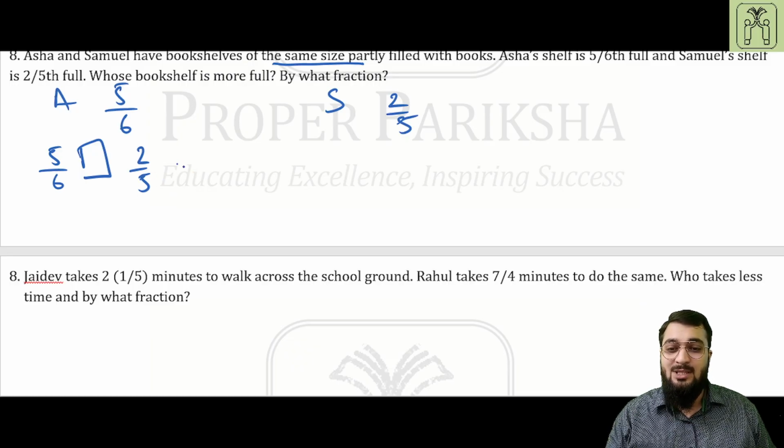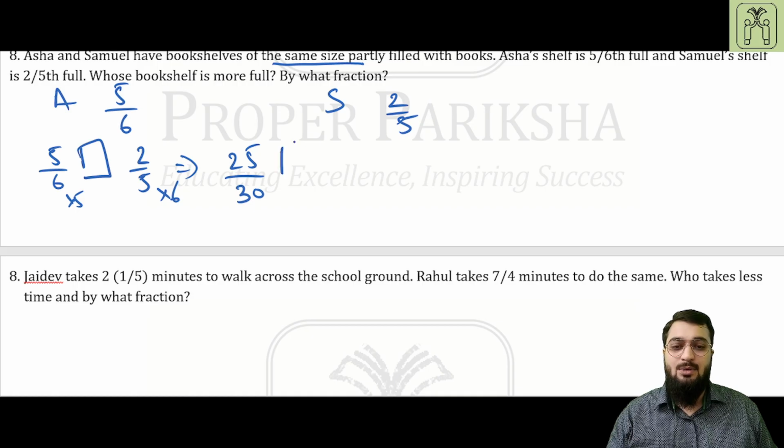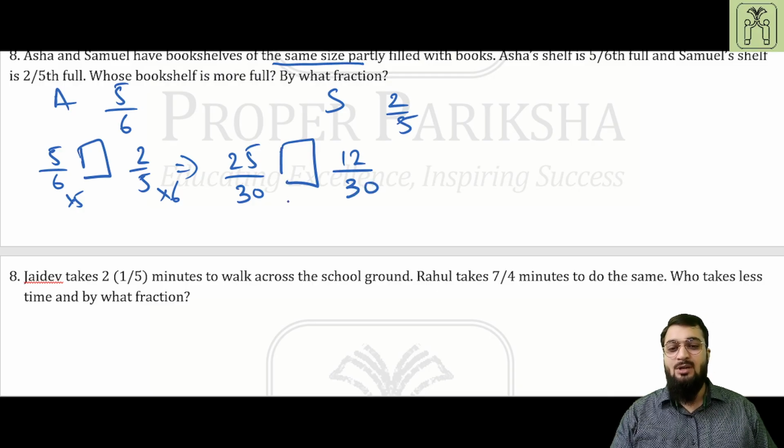Then what will be the answer? It will be 6 into 5 and 5 into 6. Therefore 25 upon 30, since 6 fives are 30, and 2 into 6 is 12 upon 30. So whose is bigger now? Denominator same, compare the numerator, bigger the numerator, bigger the fraction. Therefore, Asha has the more filled bookshelf.